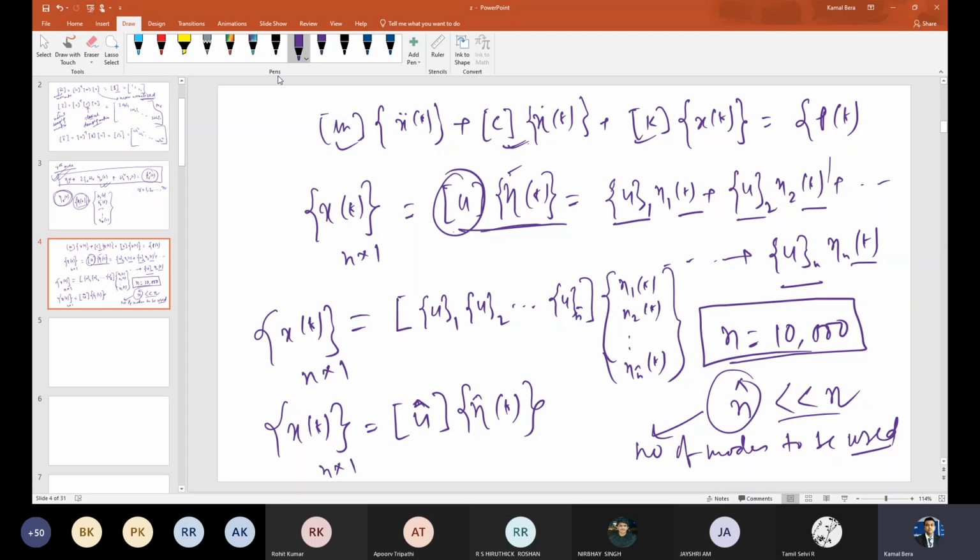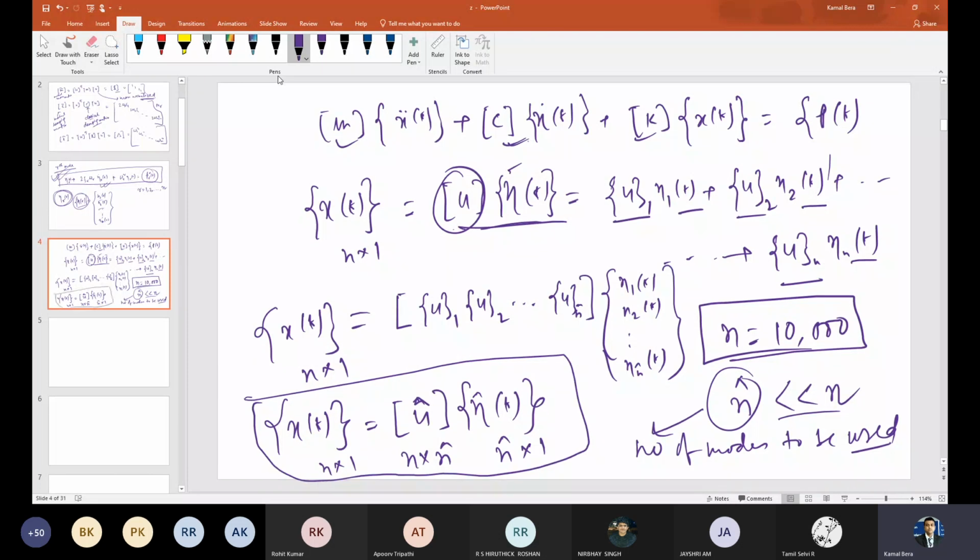This is n cross 1. This is n cross n hat cross 1. Any issue with this expression? Or the dimension of the matrices, or how it is different from this? Any issue?